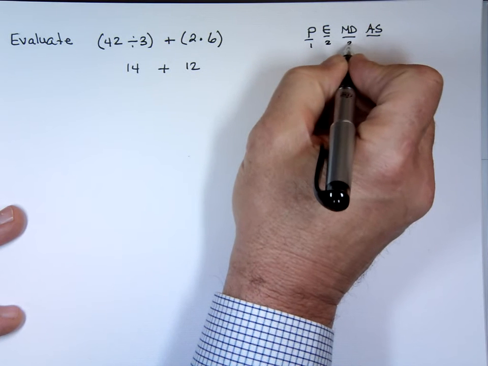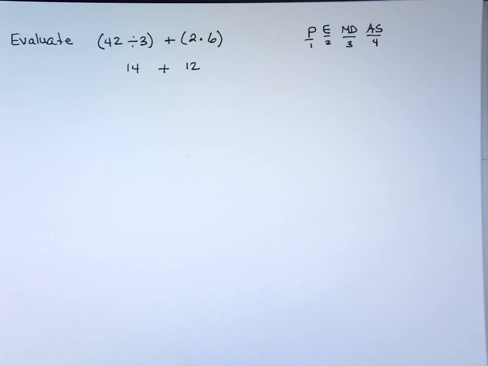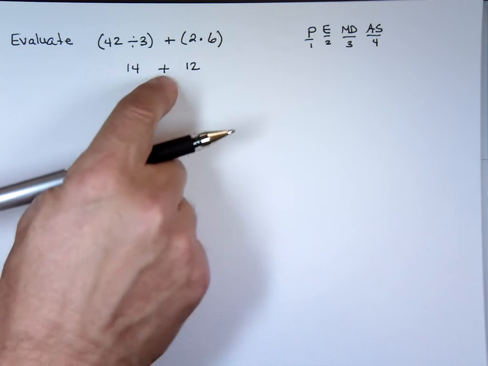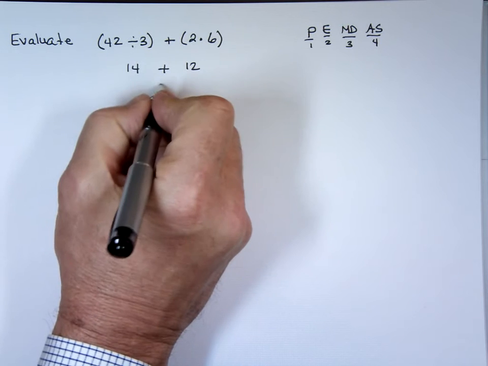1, 2, 3, 4. And if you have multiplication and division in one problem, or addition and subtraction, we go left to right. So what's 14 plus 12? 26.